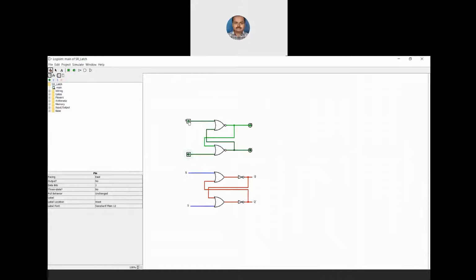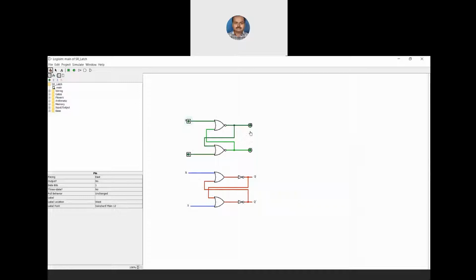Now I'll make R as 1. As I said, when R is 1, irrespective of the previous state, the output is always equal to 0. The output will change to 0 here. Now I'll make this 0, so that R is 0, S is 0. As you can see here, when R is 0 and S is 0, the next state is equal to the previous state. What was the previous state? When R was 1, the output was 0. Now when R is changed to 0, it is still 0. It means the next state is equal to 0 there.